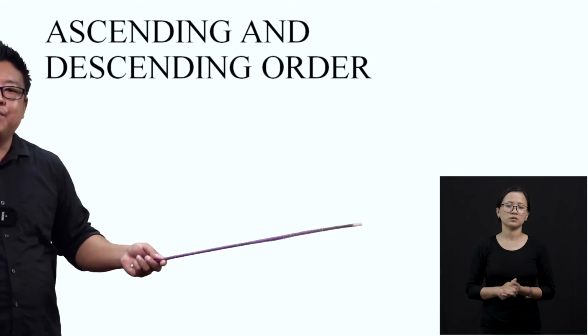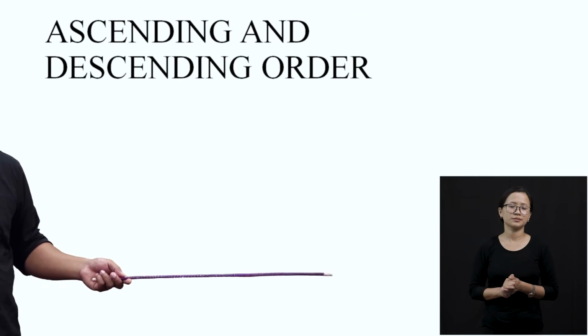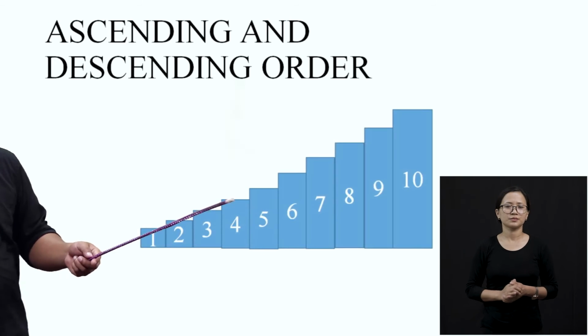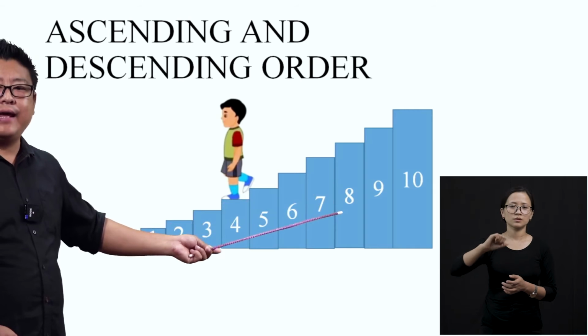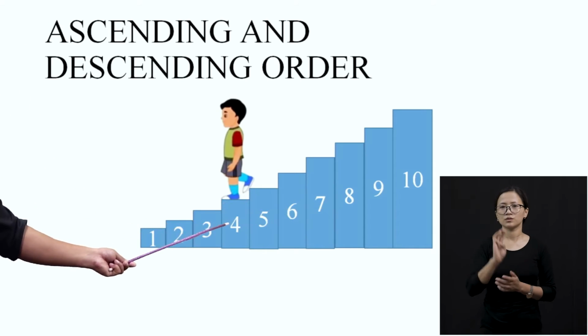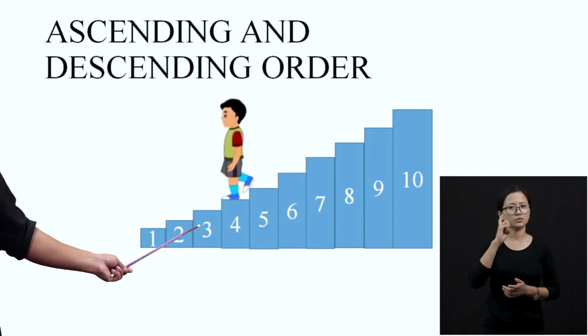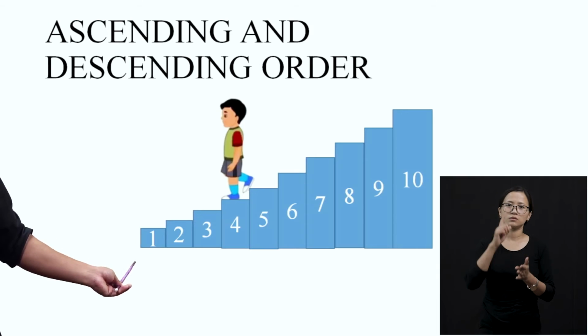So he climbs down again. He climbs down the stairs. So he starts climbing from 10 and then comes back to 9, then 8, 7, 6, 5, 4, 3, 2, 1, till he reaches the last place.